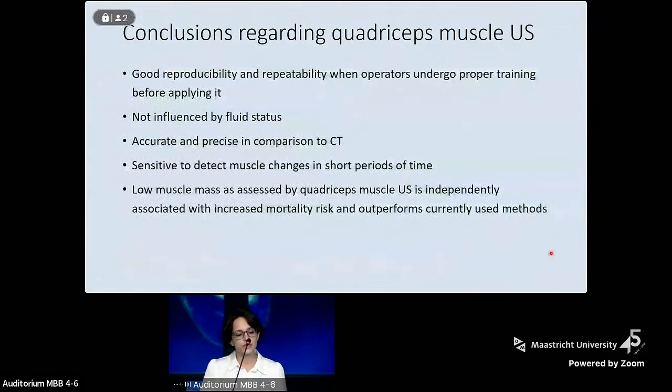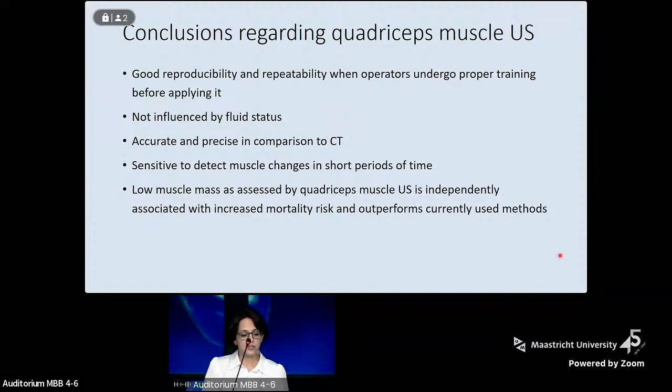So the conclusions that we had with my thesis are that muscle ultrasound has a good reproducibility and repeatability when different operators undergo proper and similar training before applying it. It's not influenced by fluid status, so it's reliable in the case of fluid overload. It's accurate and precise in comparison to CT.